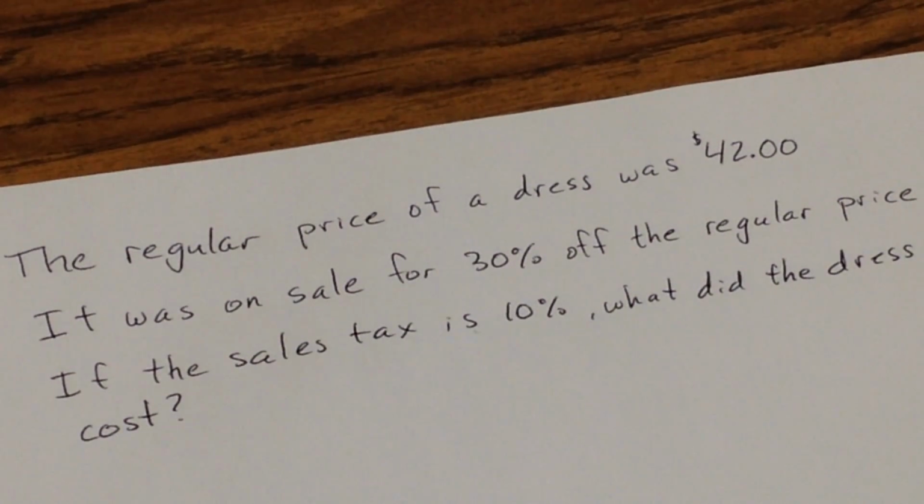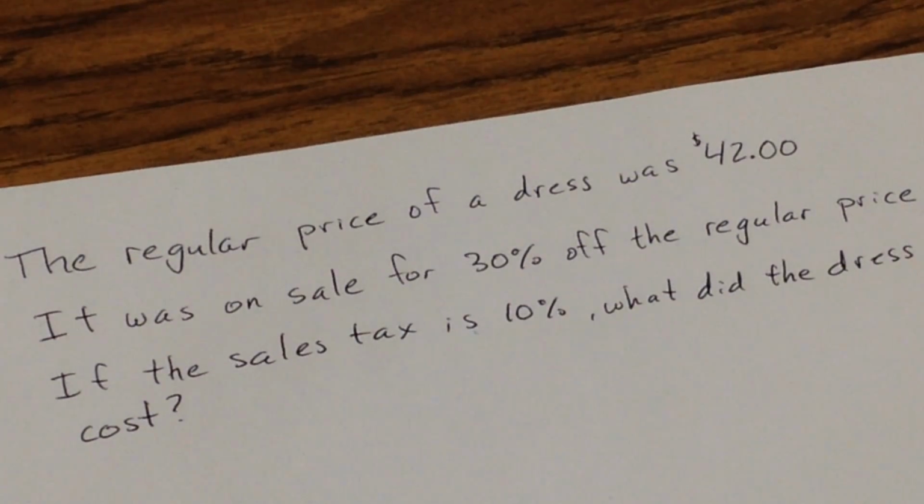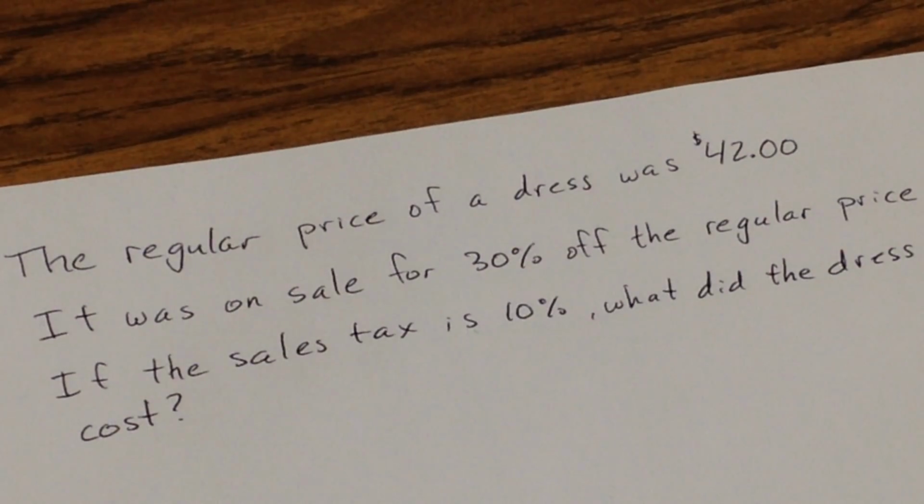Okay, hey everyone. We're looking at a real world situation today where we're going to find the sales price, find the sales tax, and then finally find the total price. So let's first read the situation. It says the regular price of a dress was $42. It was on sale for 30% off the regular price. If the sales tax is 10%, what did the dress cost?